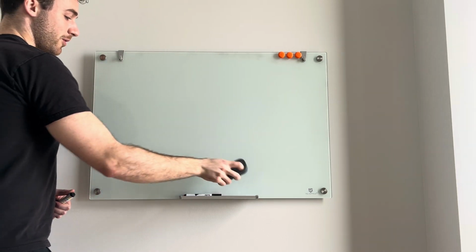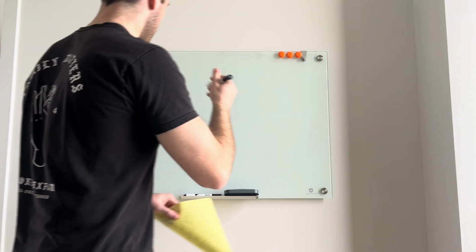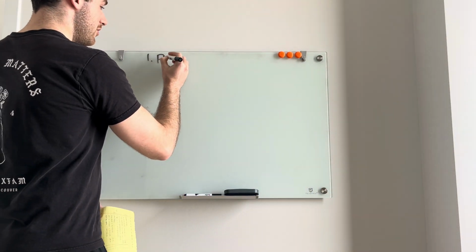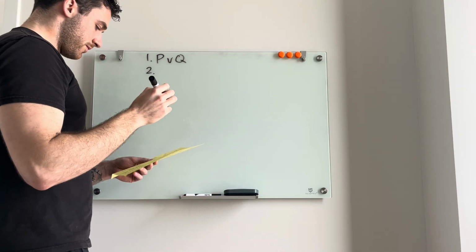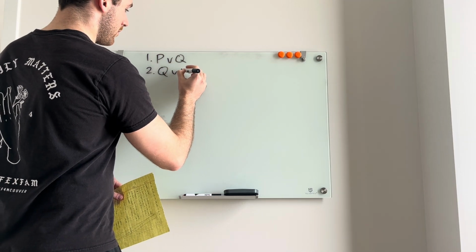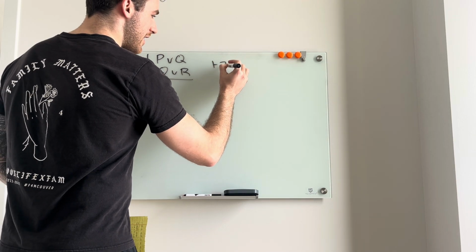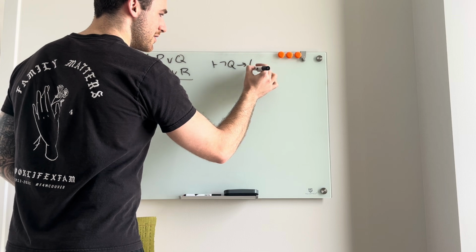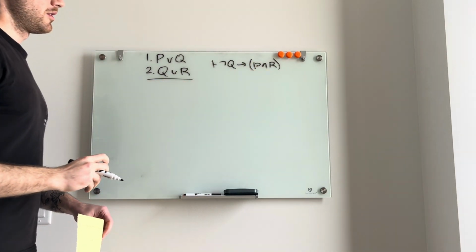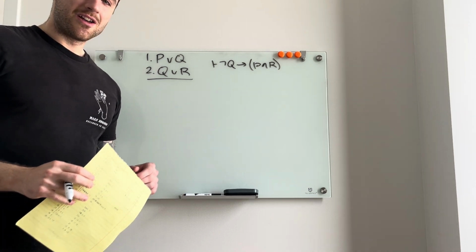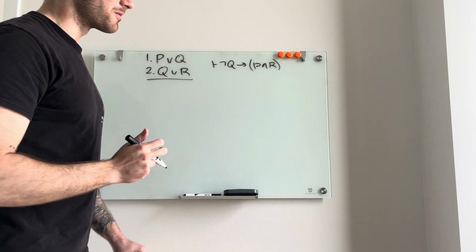Okay, and that example is going to be this problem right here. We're going to have as a premise P or Q. And then as another premise, Q or R. And then we're going to show that negation Q implies P and R, okay? So now's your chance to pause the video, try it out. If this is your first time doing this, I'll give you a little bit of guidance.